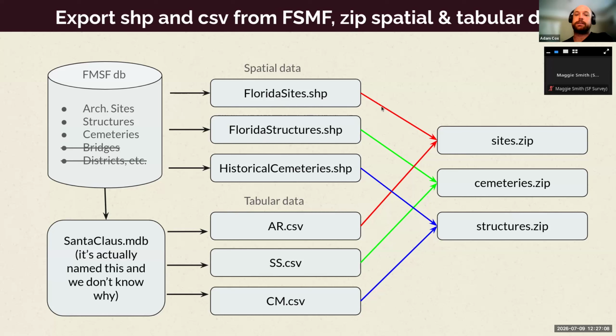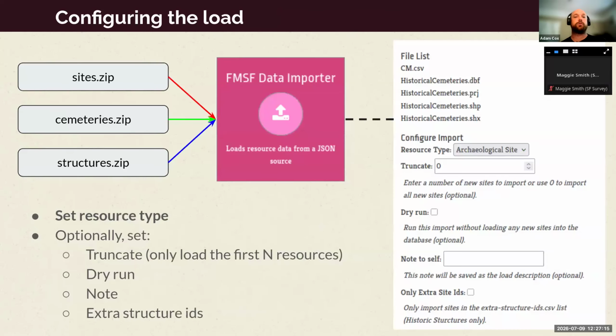So the shapefile for sites and the exported tabular data for sites gets made into a zip file. And the FMSF data importer takes one of those zip files, one per resource type. You can see on the right the configuration setup for that module. You upload one of these zip files and then determine what resource type it is. There are a few other optional properties you can set for the load.